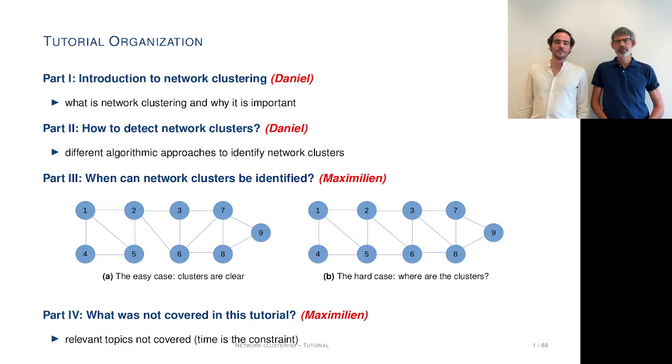And the motivation is, as you can see, these 2 networks. On the left, we can relatively easily see 2 different clusters, but by simply adding an edge on the right, the problem becomes impossible. And finally, in the last section, we'll cover everything that was not covered in the tutorial. So we'll mention a few relevant topics that we did not have time to cover. Okay, so let's get started.